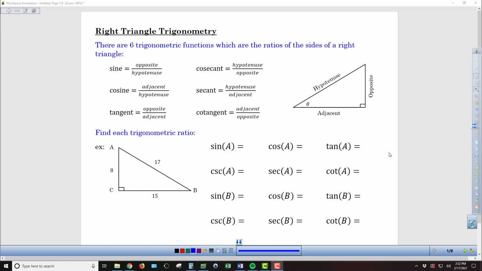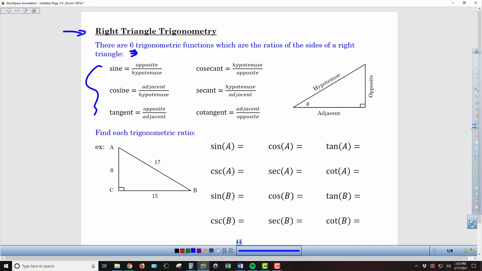Trigonometry is the study of triangles, and so here we're looking at the study of right triangles. Right triangles have these trigonometric functions. There are 6 of them associated with them, and they're really just the ratios of sides of a right triangle. Now perhaps the first 3 here are familiar to us from our geometry days.